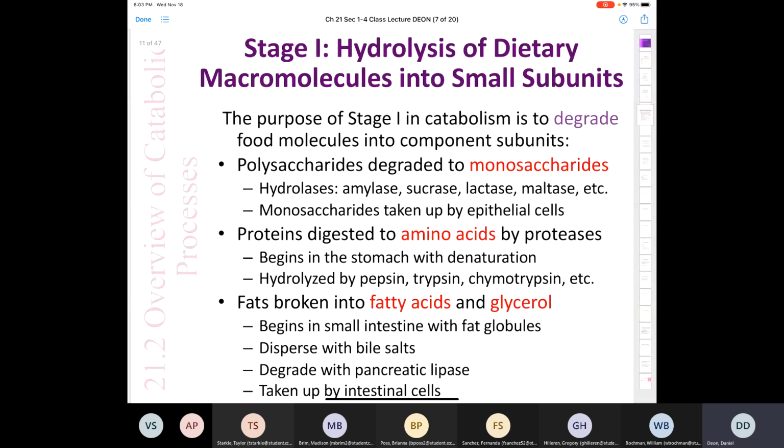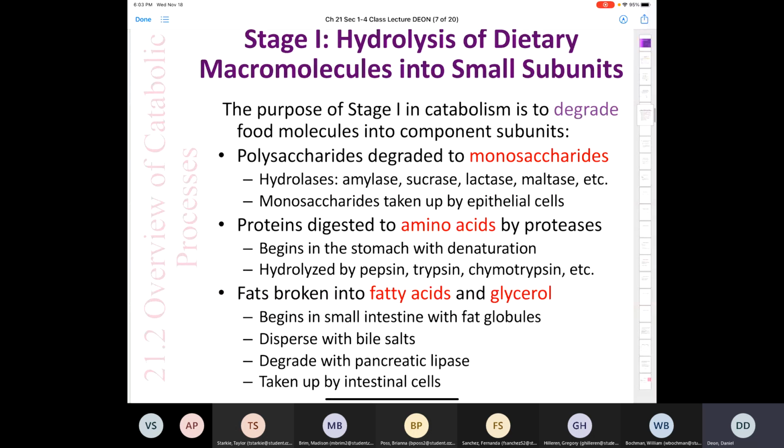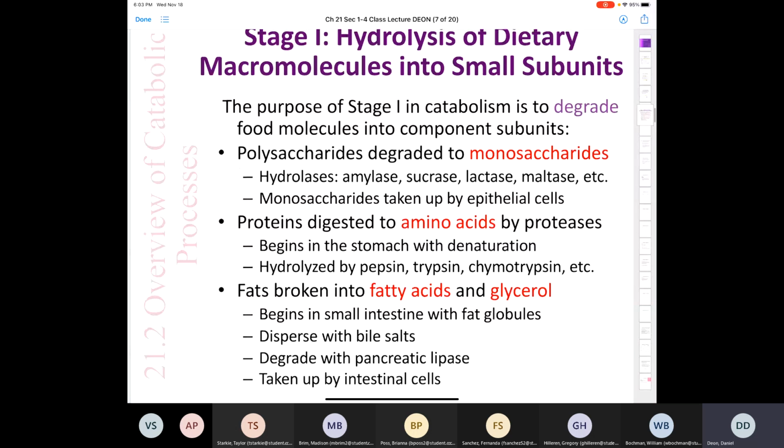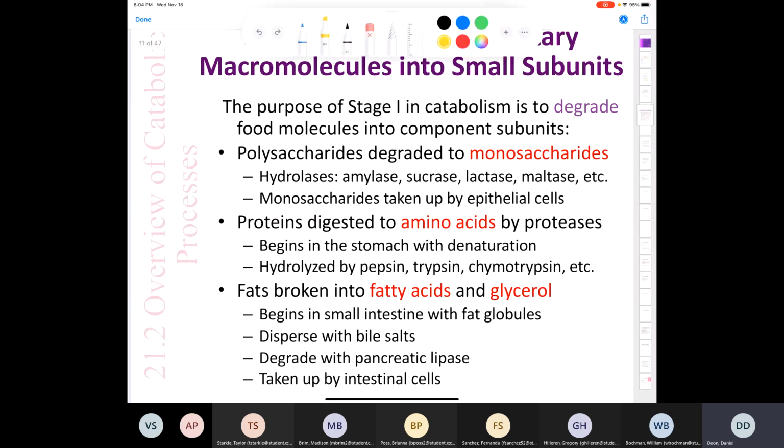When you eat some food, say you eat a hamburger or a cheeseburger, what happens? What's the fate of these macromolecules? How do they get broken down into amino acids and glycerol and fatty acids and then simple sugars? Well, it says here the purpose of stage 1 catabolism is to degrade food molecules into their subunits. So, for example, polysaccharides like amylose, which are found in starches, begin to degrade immediately as soon as they are in your mouth, right? Because salivary amylase can start breaking down amylose.